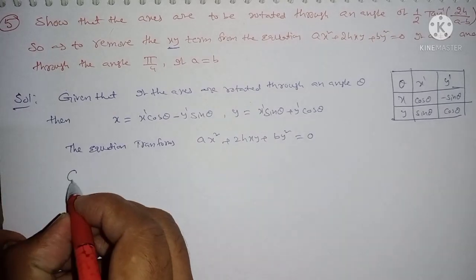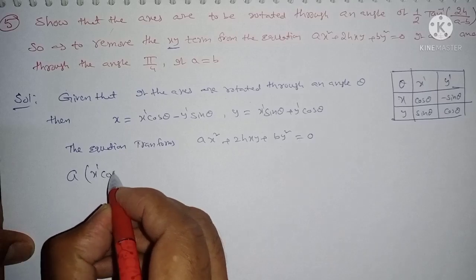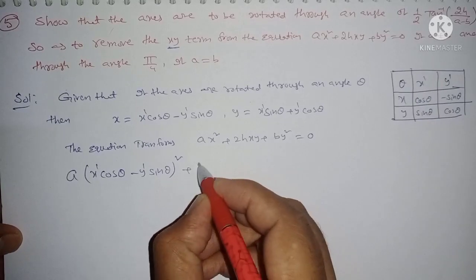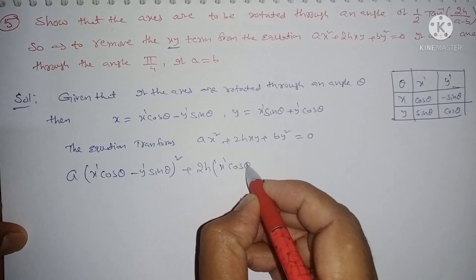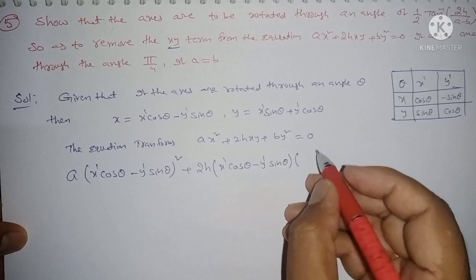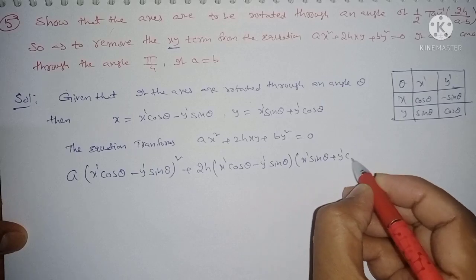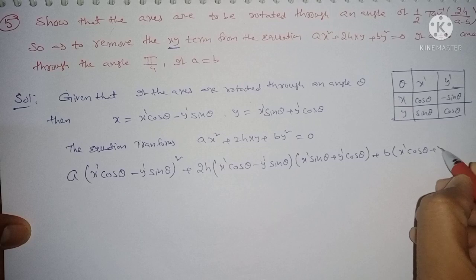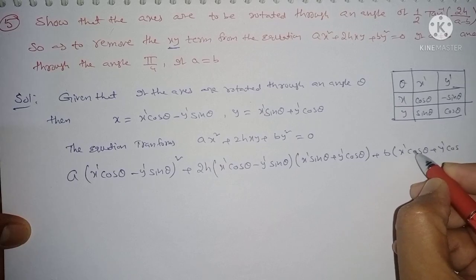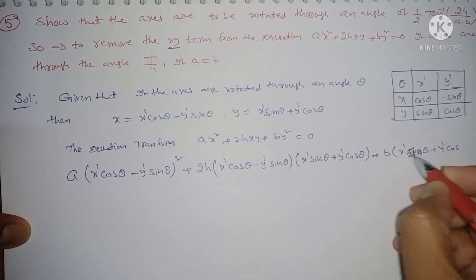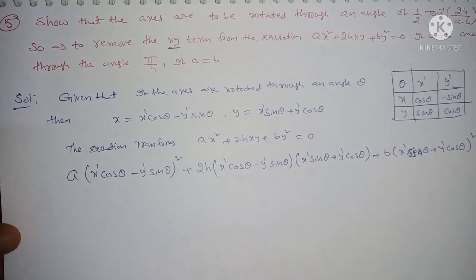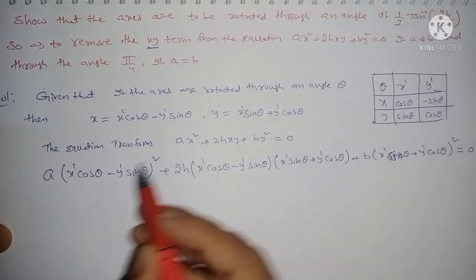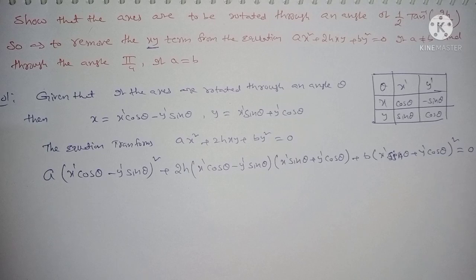I can write here a of x square: x dash cos theta minus y dash sin theta whole square, plus 2h xy: x dash cos theta minus y dash sin theta into x dash sin theta plus y dash cos theta, plus b of y square, which is nothing but x dash sin theta plus y dash cos theta whole square, is equal to 0. I am replacing the x, y values.